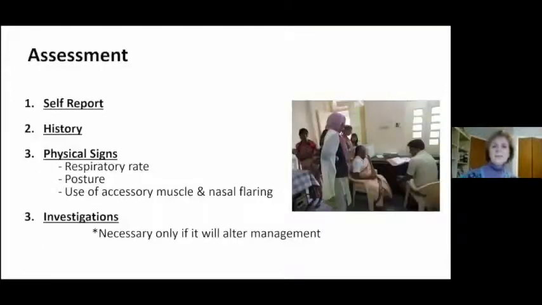Again, assessment, self-report. What does the person say it is? Grade it. Do the history, just like usual. Look for physical signs. Count the respiratory rate. Look at how the person is sitting, leaning over like that, leaning on a table, nasal flaring, indrawing, all those things can show you how distressed the person is. Do a quick overall examination. And again, only do blood work, x-rays, CTs if it's going to change your management.